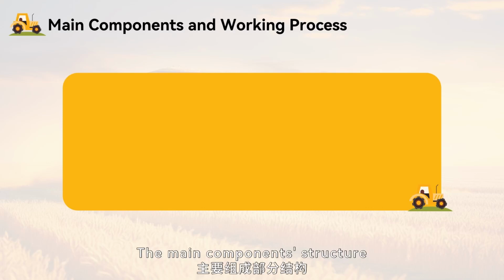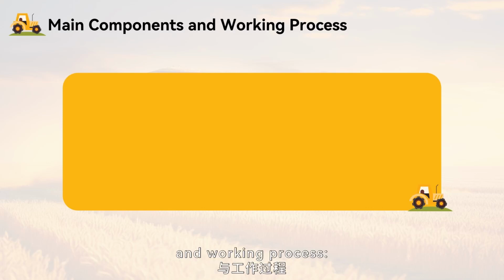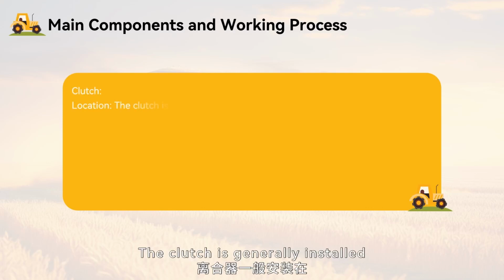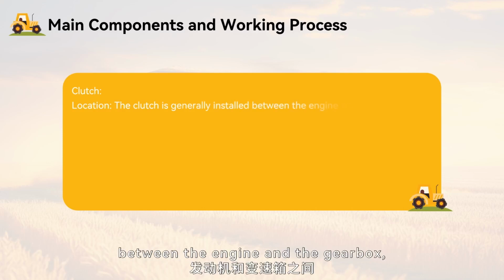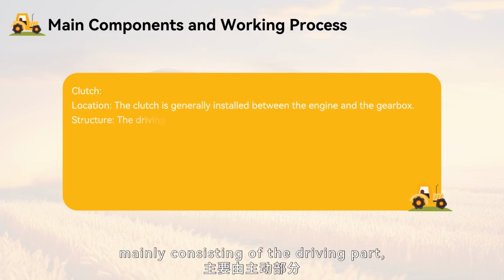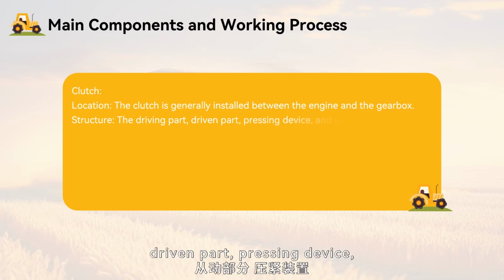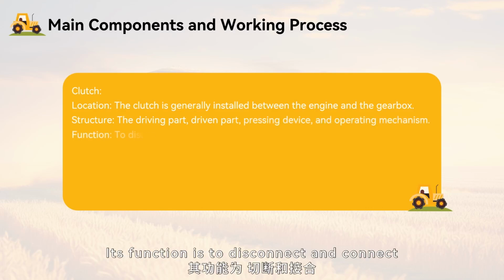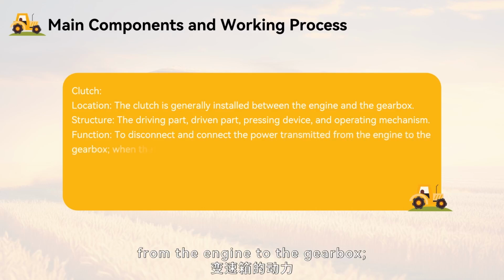The main component structure and working process. Clutch. The clutch is generally installed between the engine and the gearbox, mainly consisting of the driving part, driven part, pressing device, and operating mechanism. Its function is to disconnect and connect the power transmitted from the engine to the gearbox.